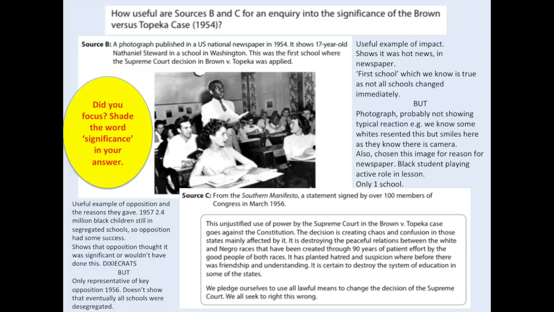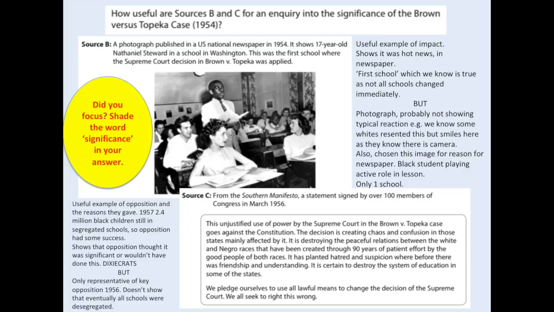And also it says in the provenance of the source, which is the writing where it says where it came from, that this was the first school. And we know from our own knowledge that this is true, that not every school is changed immediately. It took quite a few years before the decision from Brown versus Topeka fed through. But we've also got to look at the limitations.